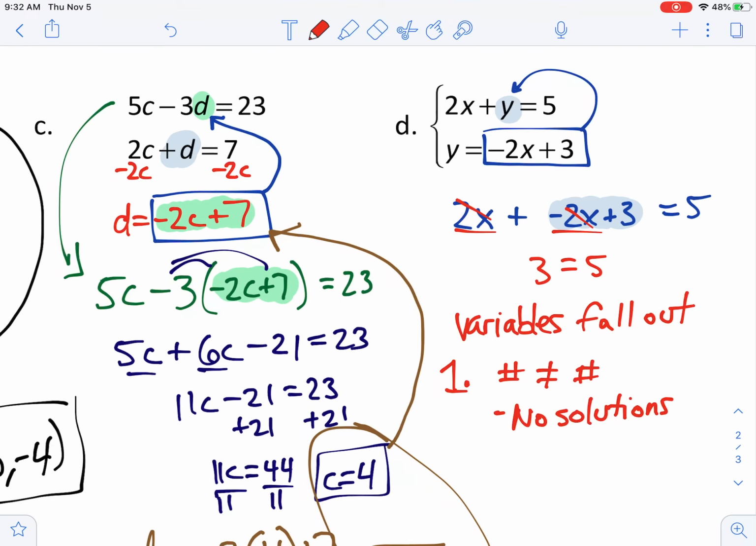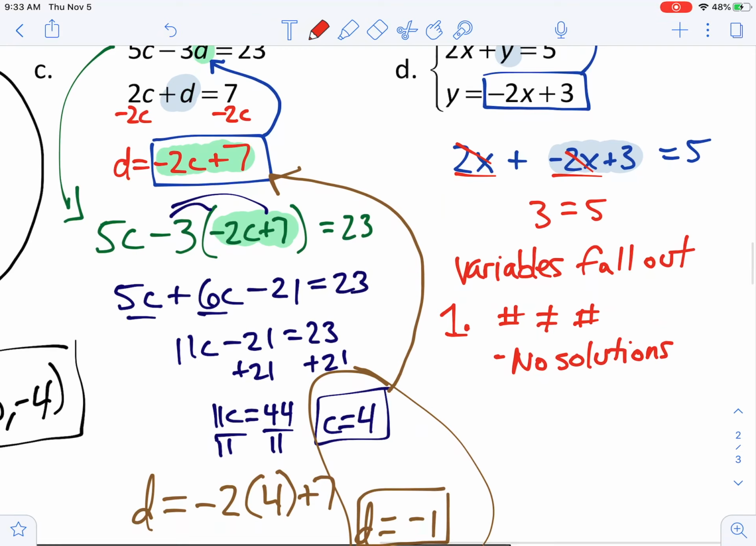Essentially, these two equations are parallel, but they have different y-intercepts. So a number equals another number, but those aren't the same. They're not equal to each other. That means you have no solutions. A second scenario might be that the variables cancel out, but then you get something like 0 equals 0, or 4 equals 4. In the second scenario, a number does in fact equal another number, so they're the same number, and this is when it's infinite solutions.